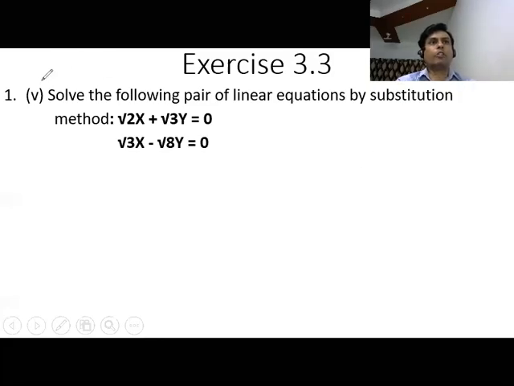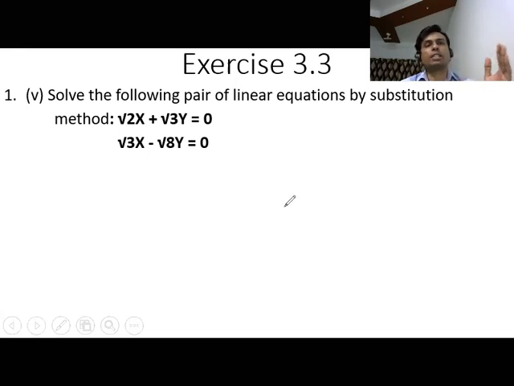Welcome back. Now we are going to do the fifth subsection of the first numerical in the third exercise of pair of linear equations in two variables. The question is: solve the following pair of linear equations by substitution method. So we already did four. This is the fifth one.